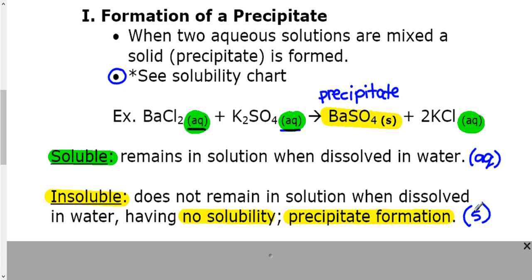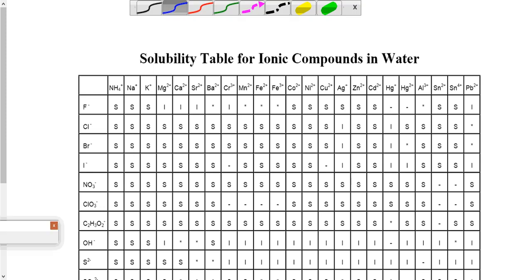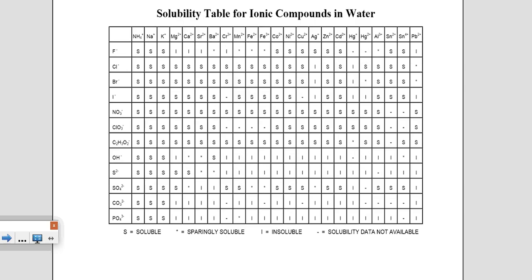So now let's take a look. Thinking back to this example, we're going to flip over and look at a couple of solubility charts and how we use them. So pull those out if you haven't. We're going to go over here and take a look. So here's one solubility table, and we're going to look at our two products, barium sulfate and potassium chloride. Let's look at barium sulfate first.